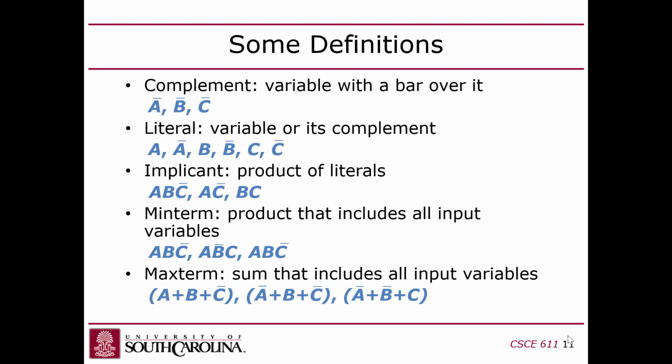A literal is a variable or its complement. So A and A bar are both literals. An implicant is a product of literals. And when they say product, what they mean is literals that are ANDed together. Now, what is it called if you have literals that are ORed together?